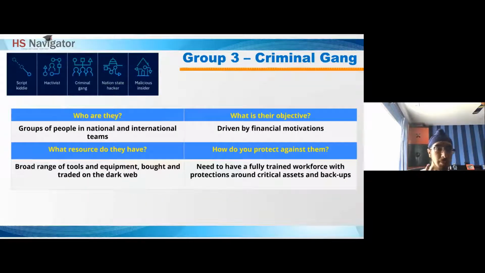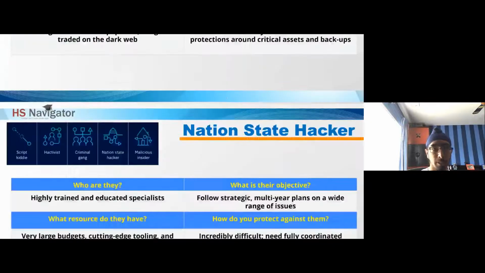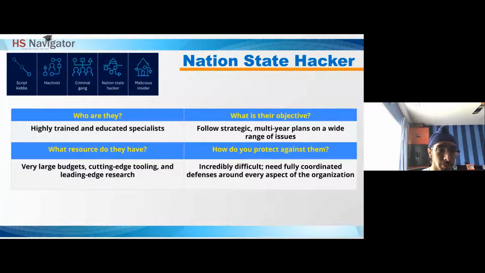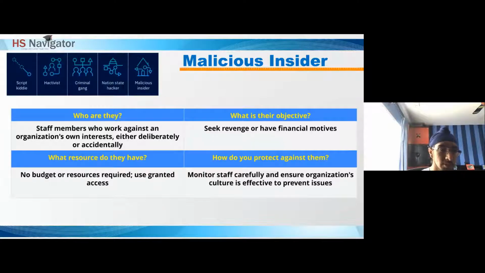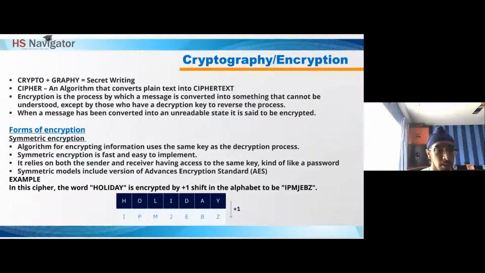The next ones are actual criminal gangs, and they're groups of people in national or international teams that have actual tools and software and equipment that they use to get financial gain by hacking large corporations. Then there's nation state hackers, which are highly trained specialists. They have extremely large budgets, and they follow strategic multi-year plans to attack actual countries and get confidential government information. And then finally, there's malicious insiders, which are staff members who work against an organization's own interests, kind of the same way that a hacktivist does. And again, they seek revenge or have financial motives.